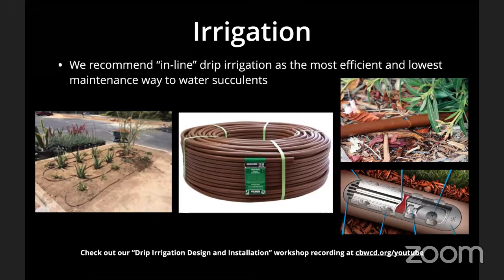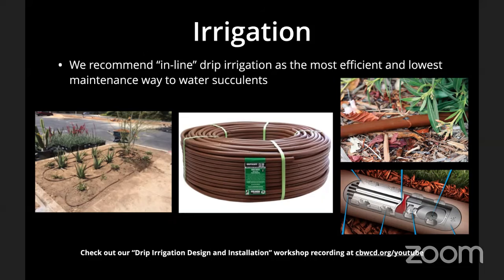For irrigation, if you have a small succulent garden, you can definitely just water with a hose. If you have a spray system that's working for you well, there's nothing that says you can't use a spray system. Maybe make sure that it's very efficiently watering, but that can work for succulents.